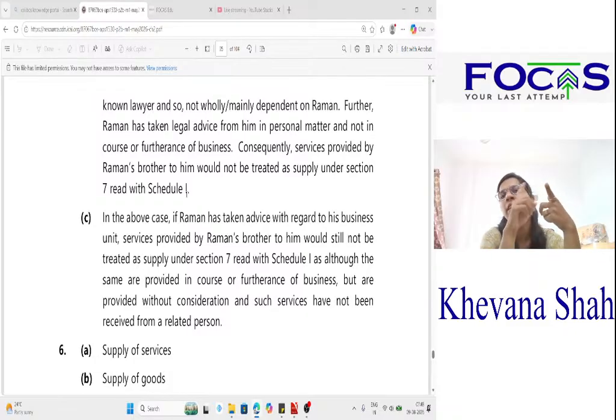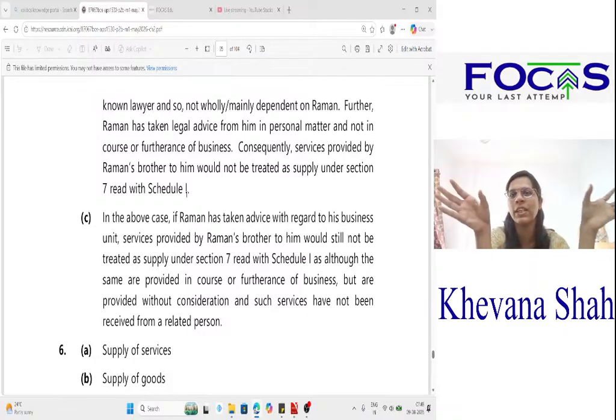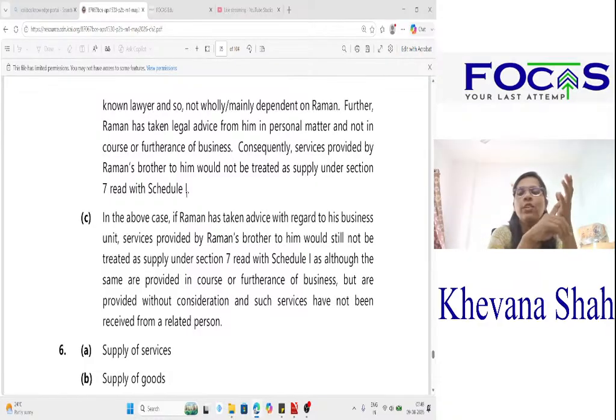So since this service is not from a related person, you need to check the first three conditions. There should be supply of goods or services. It should be for consideration. It should be in the course or furtherance of business. Now here, in this particular case, two conditions are not met. It is not for consideration and it is not in the course or furtherance of business.